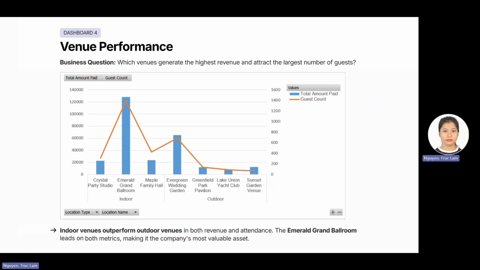The fourth dashboard in my project evaluates venue performance. We see that Emerald Grand Pelham consistently performs better than other locations in all measures. This suggests that premium venues not only attract larger events, but also contribute to the company's overall revenue. So managers can use this information when negotiating long-term partnerships with venue owners or when recommending venues to future clients.